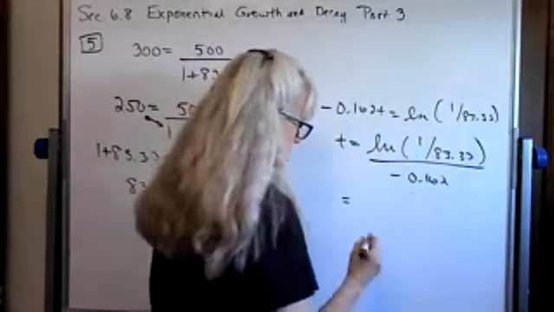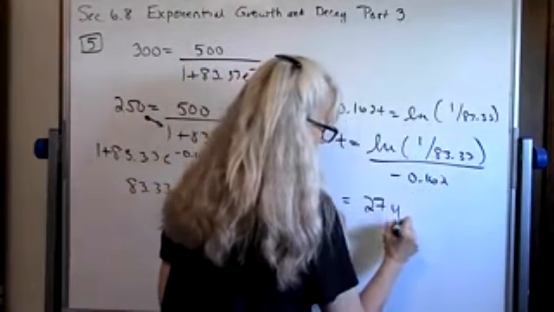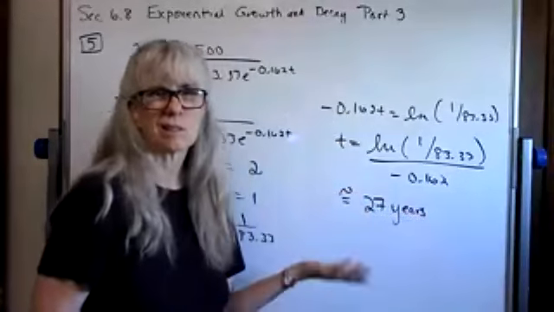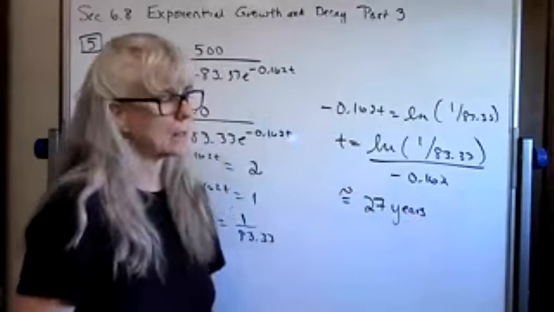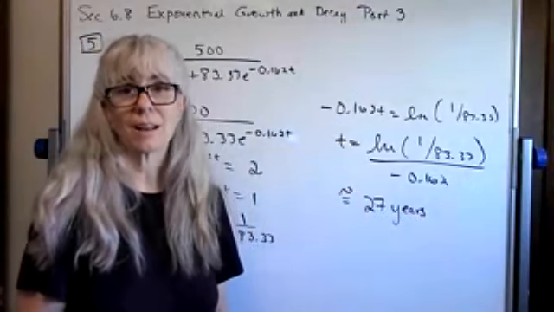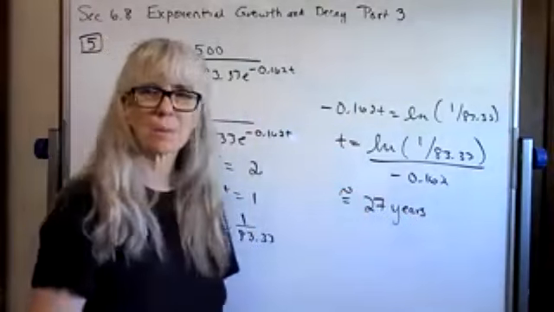And I got 27 years, which makes sense because we know that it took 29 years to get 300. This is 250 of them, so it should be a little bit less than that. And that's a logistic growth model, another way of looking at an exponential function. And that wraps up chapter 6. Thank you.